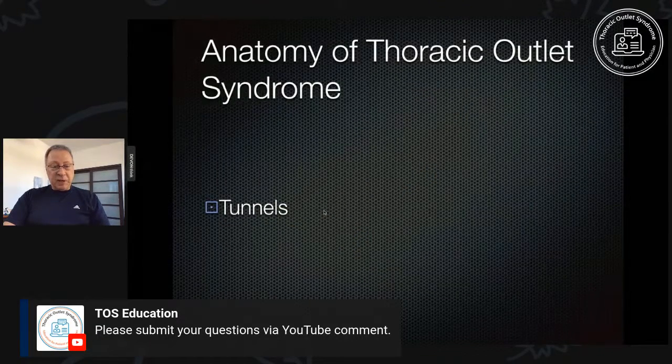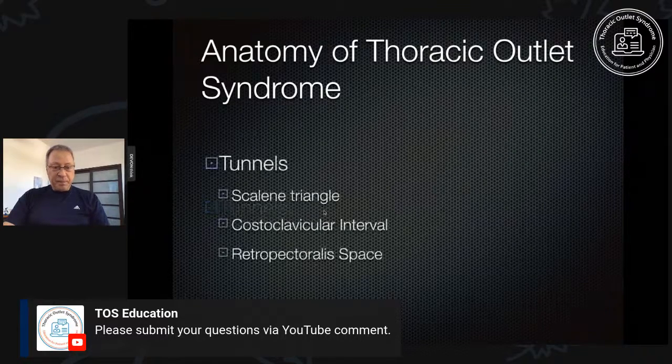So now let's get to the tunnels. We've seen some of the basic intrinsic structures of the thoracic outlet. Now we're going to talk about these classically defined tunnels. There's 3 of them. These names aren't critical, but these are the 3 names. And we'll go back over them.